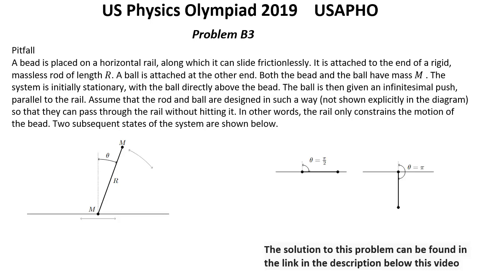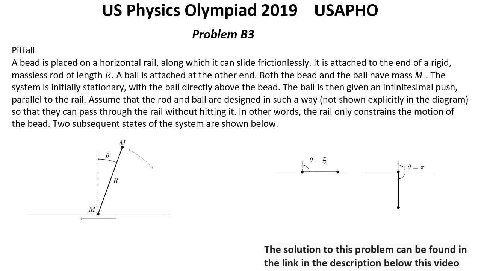It is attached to the end of a rigid massless rod of length r. A ball is attached at the other end. Both the bead and the ball have mass m. The system is initially stationary, with the ball directly above the bead. The ball is then given an infinitesimal push parallel to the rail.